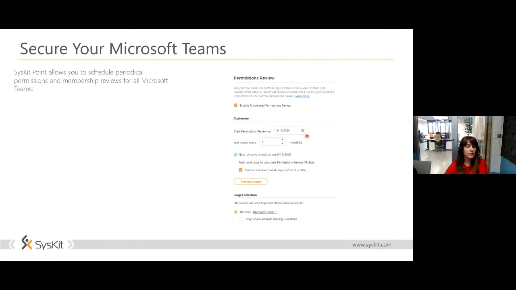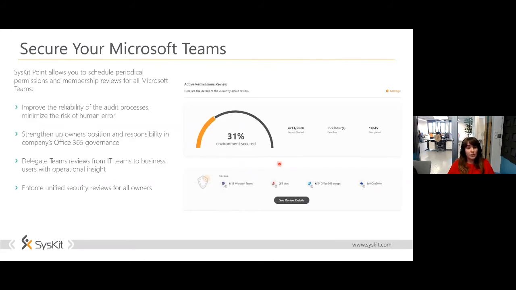So every month they will get a task to their email saying, okay, now is the time for you to review your teams. And that's great. And they also get a reminder, so they cannot say that they forgot. And every time that this time comes, you can actually keep track of the progress. So there are multiple benefits of this.